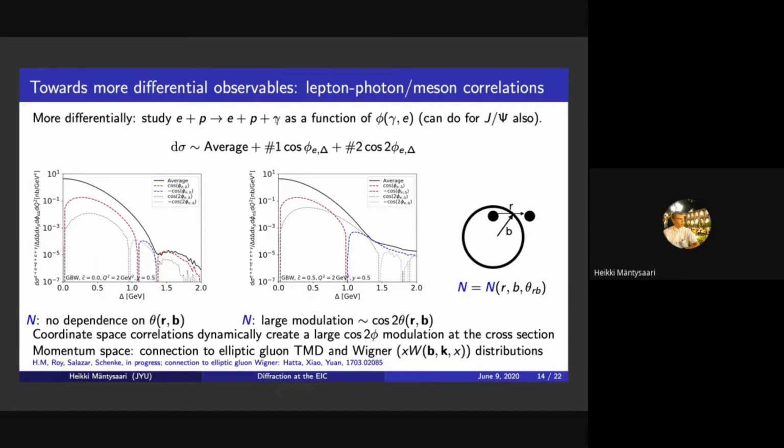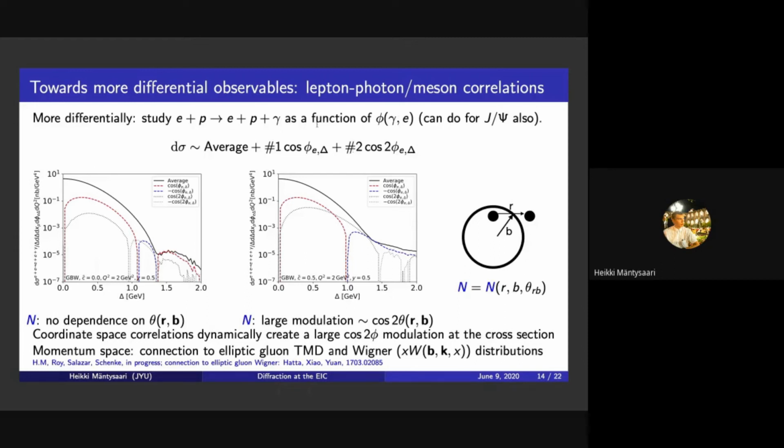So we consider this is DVCS. So I'm calculating a process where I exclusively produce a photon. But for vector mesons, this can also be done. This is a rather busy plot because this is just a couple of plots from my notebook and not really anything that's polished for publication. But now we calculate the cross section as a function of the azimuthal angle between the outgoing photon and the outgoing electron. And what we are interested in seeing is what kind of modulations there are.